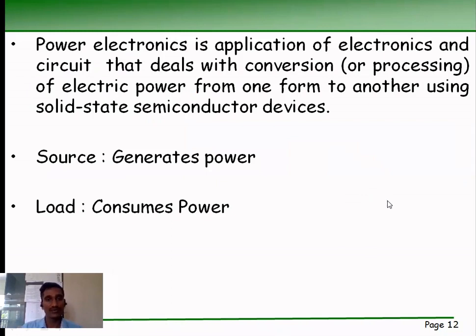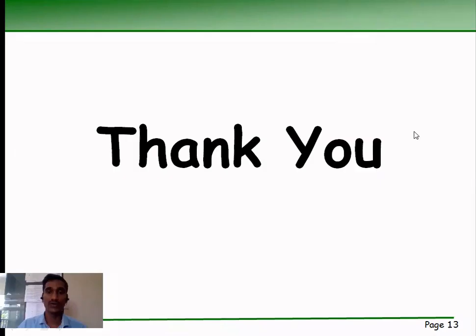So in the last, we are making a recap. So at the last, we again make the definition of the power electronics. Power electronics is nothing but the application of electronics and circuits that deals with the conversion or processing of electric power from one format to another using solid state semiconductor devices. That is, there is a source and this is a load. Whichever type of power is required for the load is supplied with the help of this power electronics. So this is the simple definition of the power electronics. Okay, thank you.